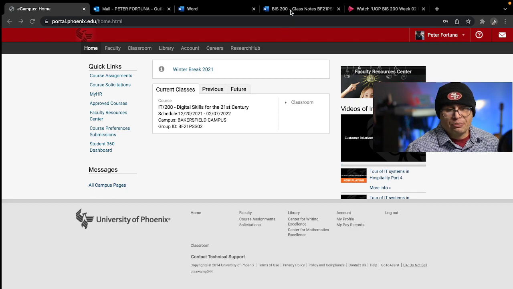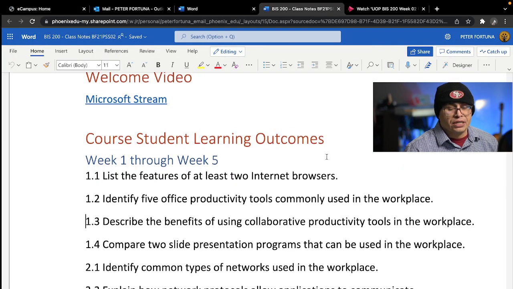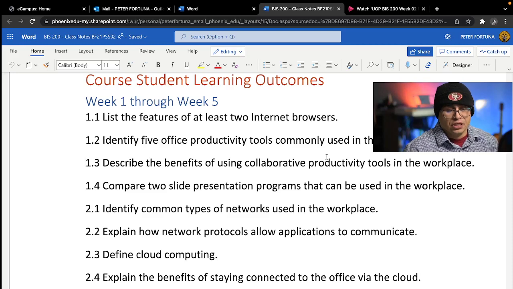And we're just talking about this week one and the learning outcomes. There's four of them, and the first one is to list the features of at least two different internet browsers. There's a ton of internet browsers. They're like cars and trains and planes. They get you from A to B, but the style in which they get you there is really customizable. So you have browsers that do everything, and we'll go over that in class.